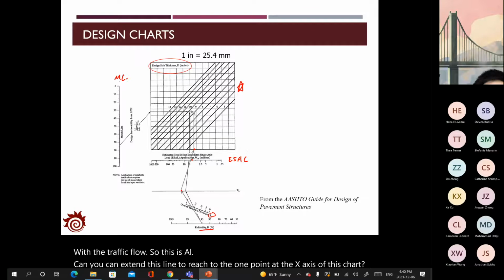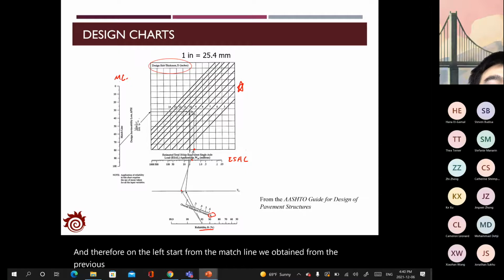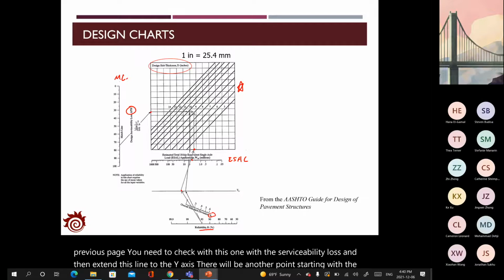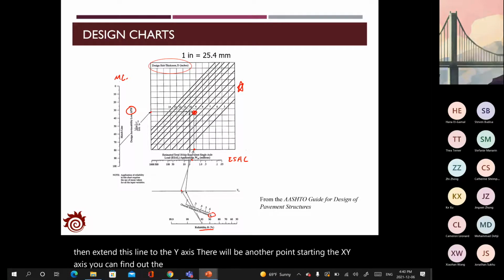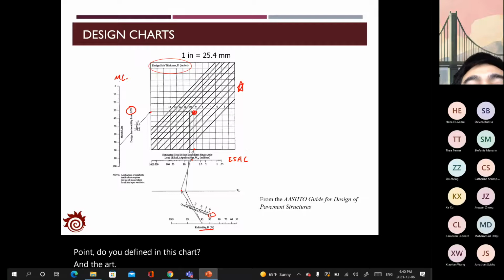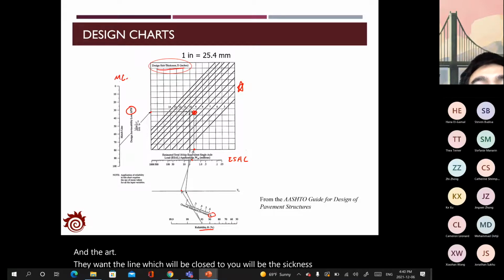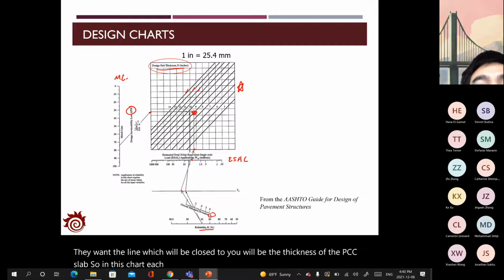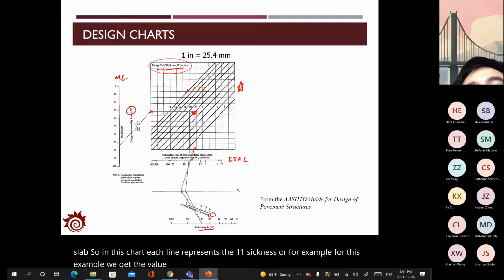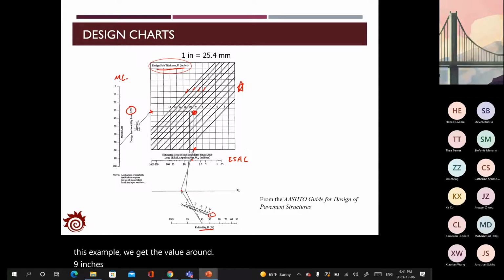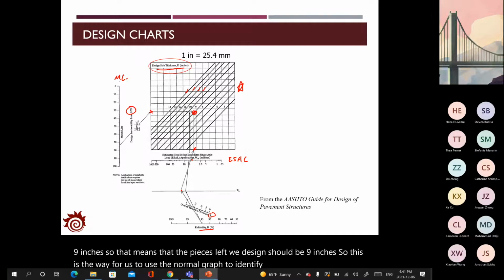And on the left, start from the match line we obtained from the previous page. You need to check this one with the serviceability loss, and then extend this line to the y-axis. That will be another point. Starting with the x and y-axis, you can find the intersection of these two points you defined in this chart. The line closest to you will be the thickness of the PCC slab. In this chart, each line represents one thickness. For example, in this example, we get a value around 9 inches. That means the PCC slab we designed should be 9 inches. So this is the way for us to use the nomograph to identify the thickness of the PCC slab.